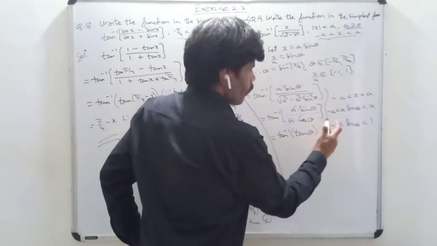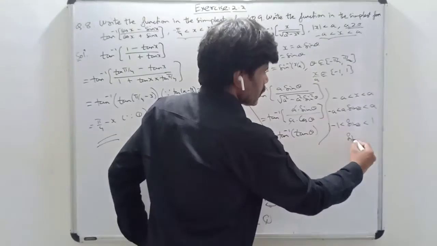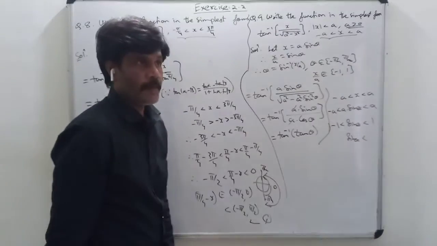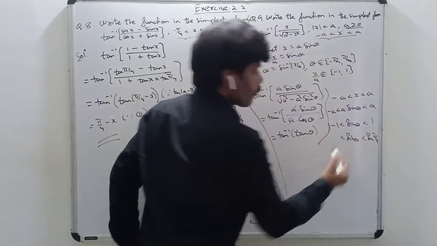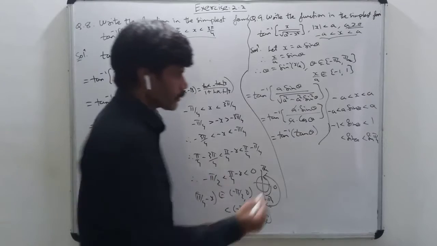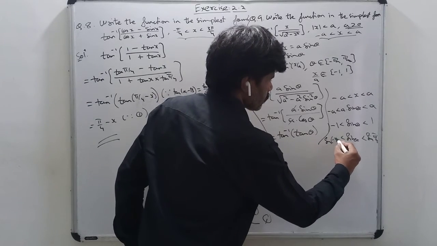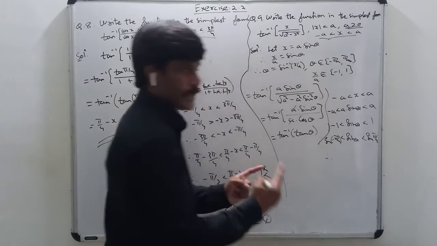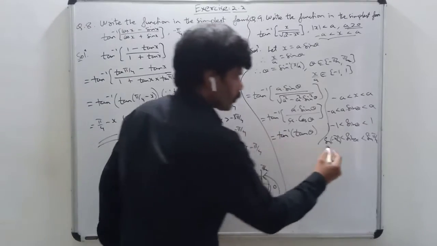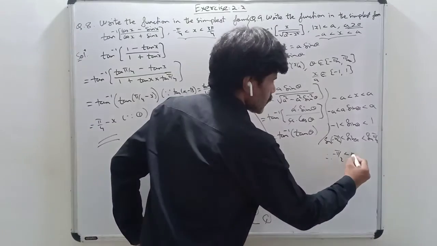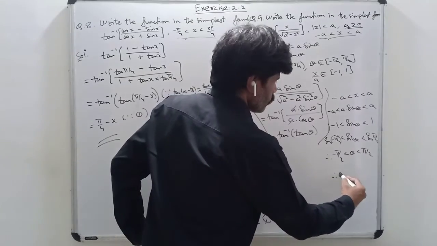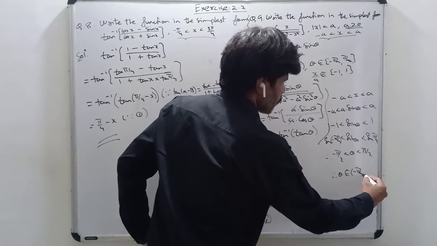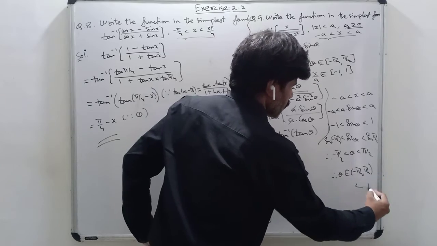Now sin theta I am keeping as it is. Sin of what gives 1? Pi by 2. So here I am writing sin pi by 2. And sin of what gives minus 1? Sin of minus pi by 2. So now sin is increasing in first and fourth quadrant. So this will be minus pi by 2 is less than theta is less than pi by 2. So therefore theta belongs to where? Open interval minus pi by 2 to pi by 2. Give it as number 1.